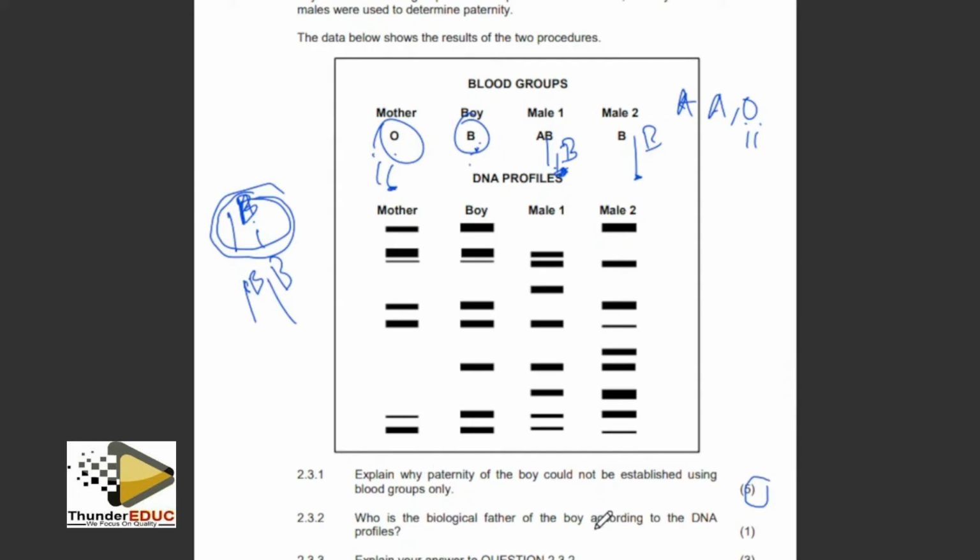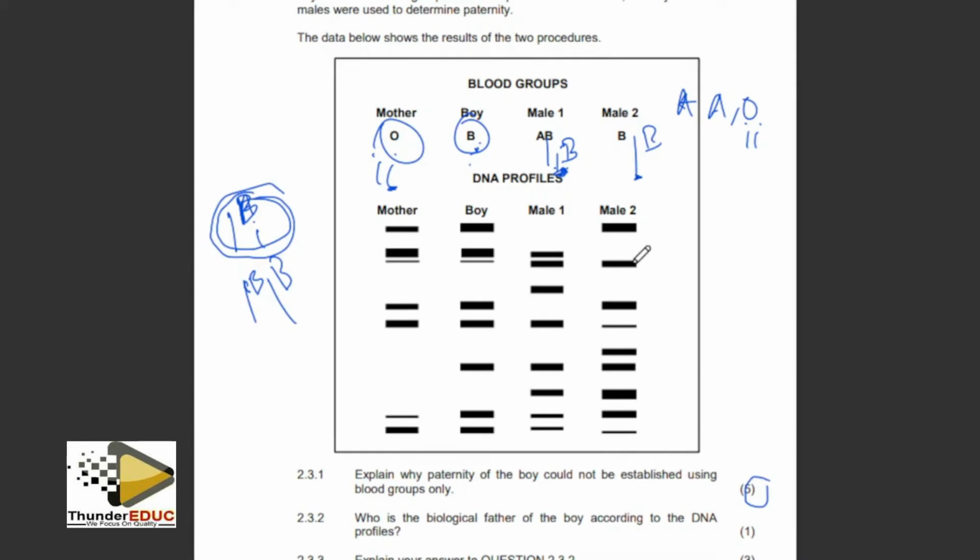Who is the biological father of the boy using the DNA profile? Now you have to check and see. You will see that it is male 2. Give the reason: the remaining bands of the DNA profile match with the male. The remaining bands must match. If there is one which is not matching, then automatically it's not the father. Might be a relative, but might not be the father.